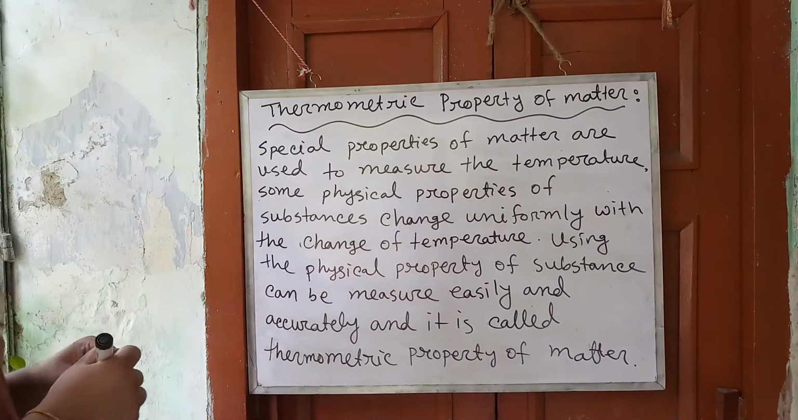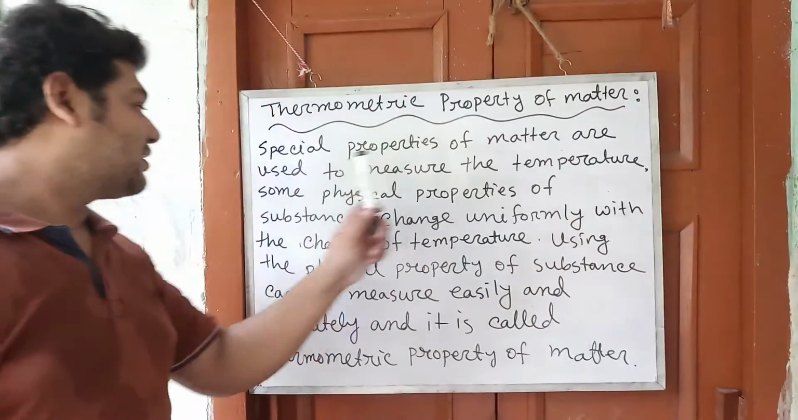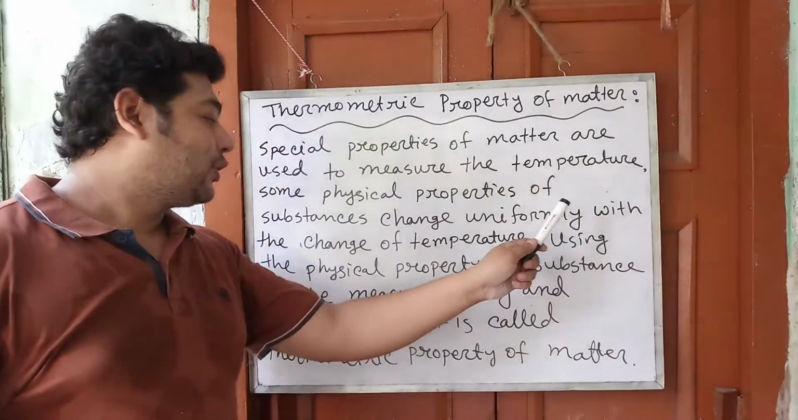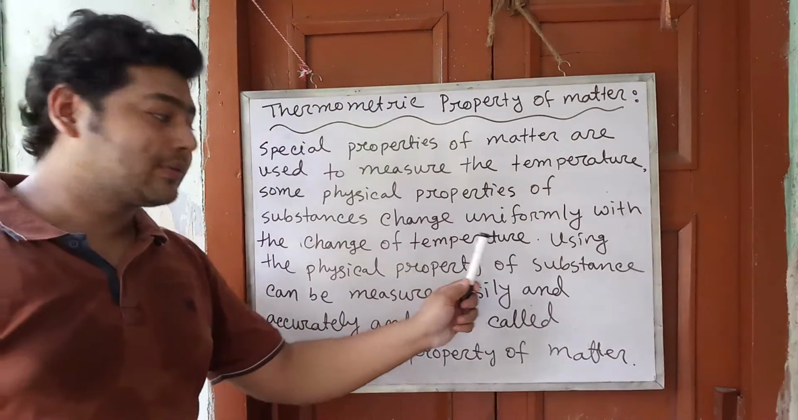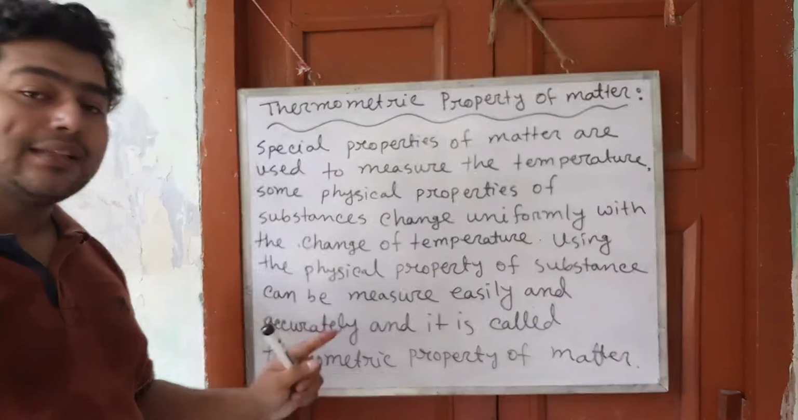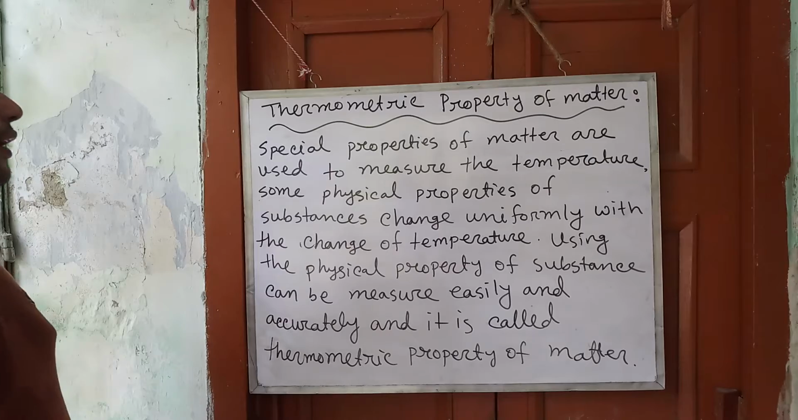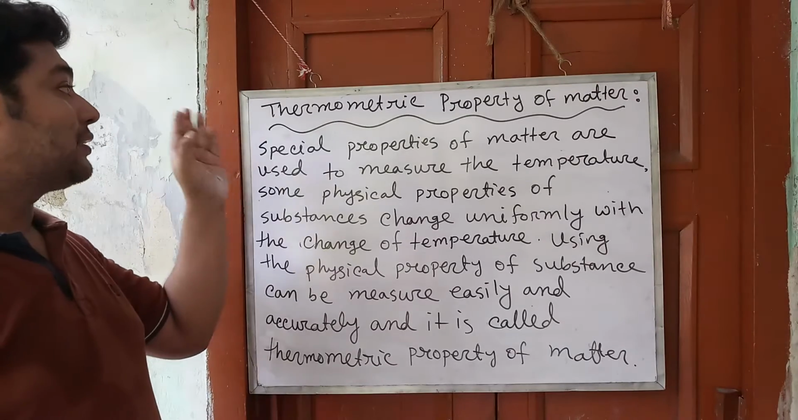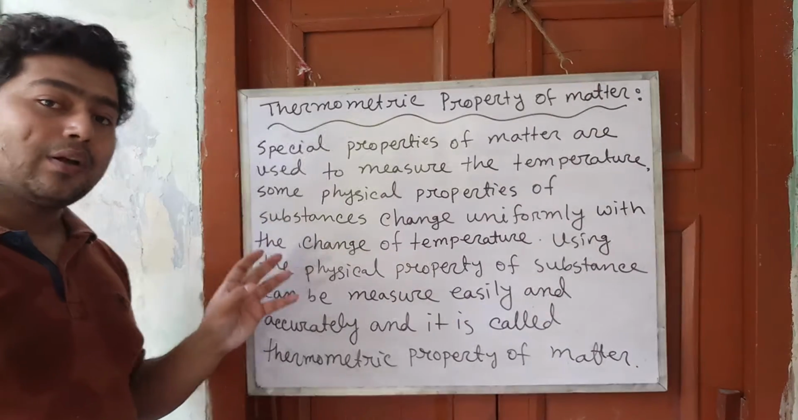Special properties of matter are used to measure the temperature. Some physical properties of substance change uniformly with the change of temperature. Using the physical property of substance can be measured easily and accurately, and it is called thermometric property of matter. This is a very important definition. The question for this topic is, what is thermometric property of matter? This is a very important knowledge based question.